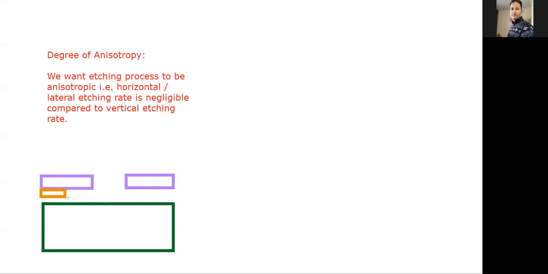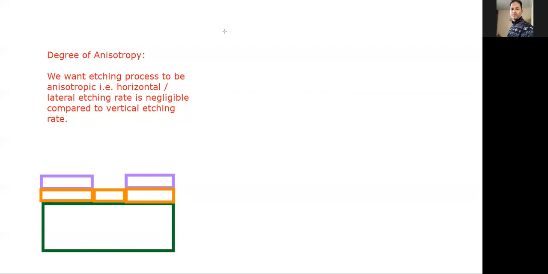Okay, now if there is perfectly anisotropic etching, in that case what we want is that we will get a structure which is like this. Okay, we want our etching to happen like this. Earlier we had SiO2 here, and SiO2 here also, but after etching this SiO2 gets removed.